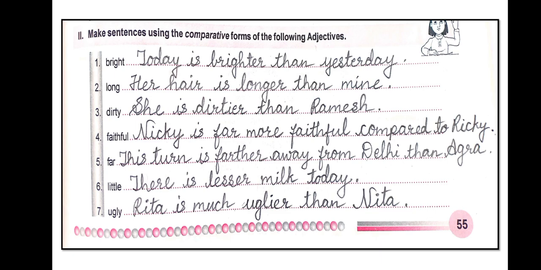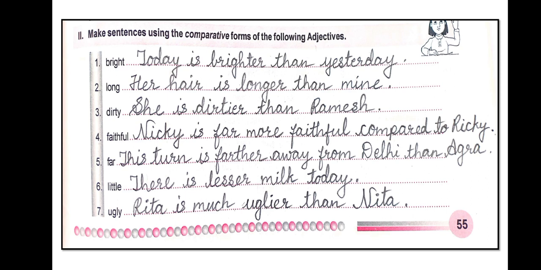Exercise 2. Make sentences using the comparative forms of the following adjectives. We are having here some words, some adjectives. So we have to use them and make sentences. Number 1. Bright. Today is brighter than yesterday. 2. Long. Her hair is longer than mine. 3. Dirty. She is dirtier than Ramesh.